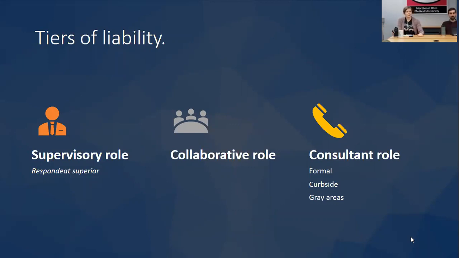I mean, the formal consultation is one thing. There's a higher level of liability, or potential to be able to say there's a doctor-patient relationship there, than there would be if it was a curbside consult. And then there are gray areas in all of this. That's when we really want to rely on attorneys and people who are more expert at sorting out the gray areas.